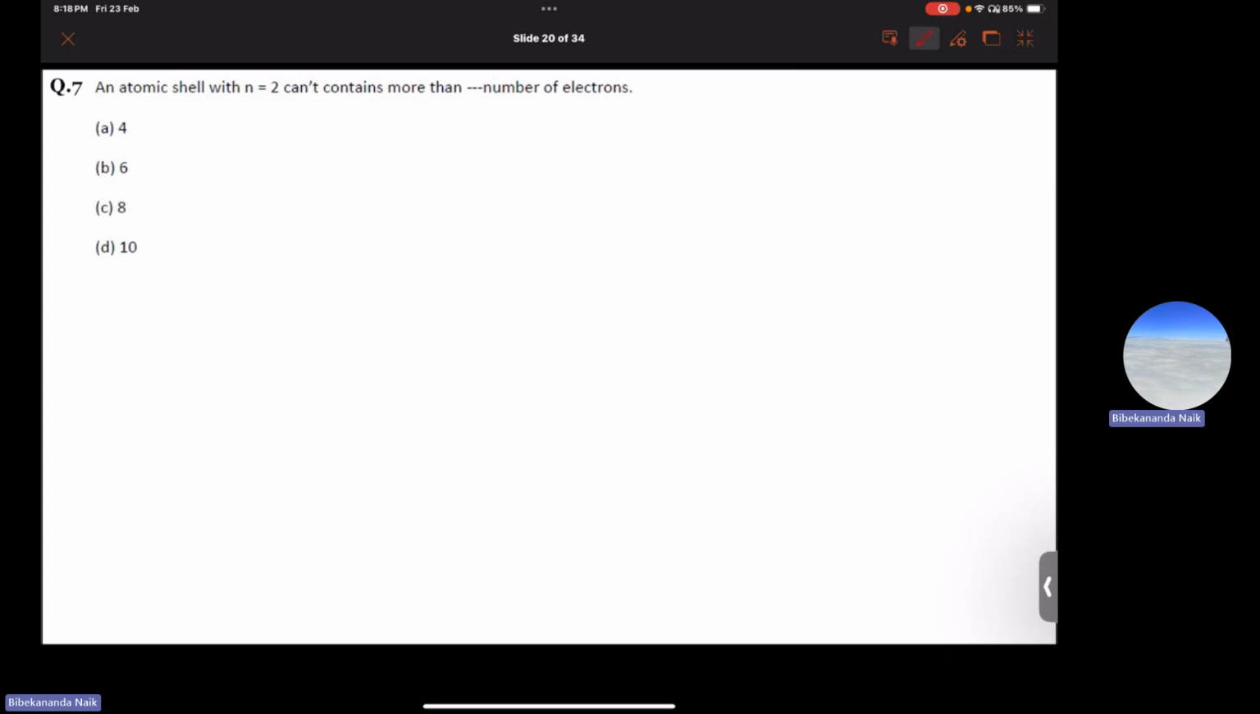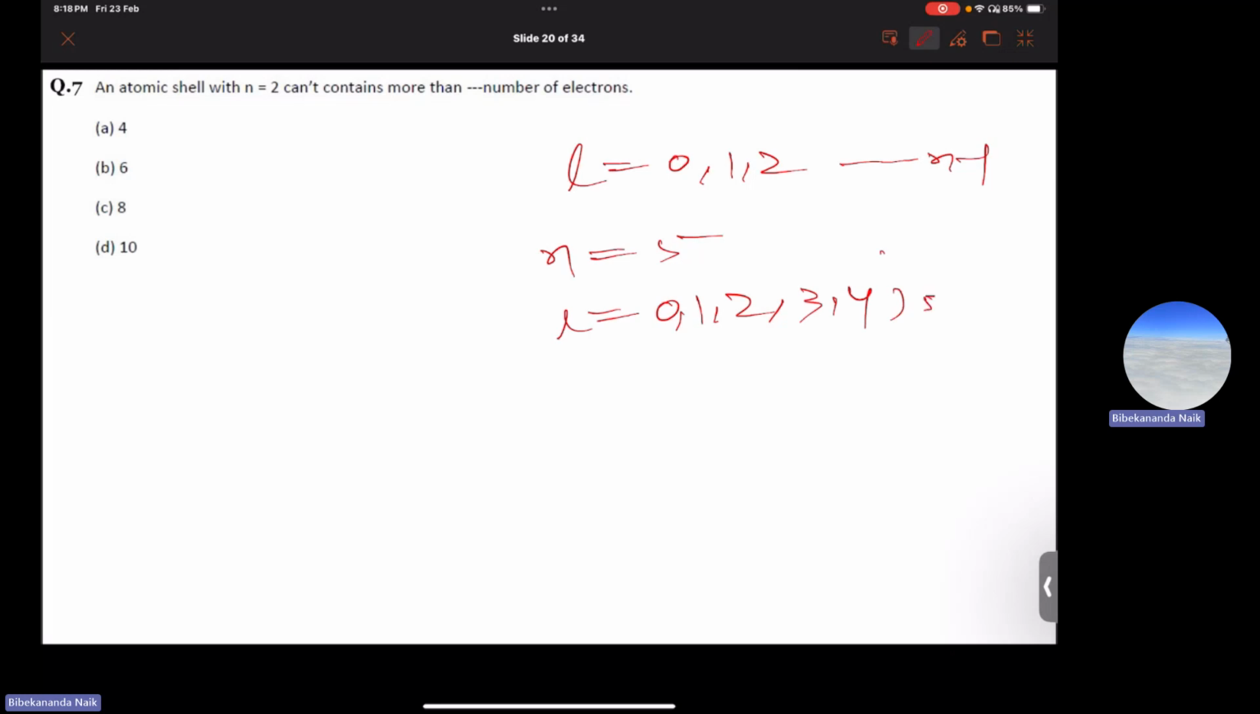So the atomic shell with n equal to 2 can contain more than dash number of electrons. We know for a particular value of n, we can have more than one l value, because the value of l corresponds to 0, 1, 2 up to n minus 1. So if you consider n equal to 5, the values of l are 0, 1, 2, 3, 4. That is 5 l values. Similarly, here in the question we have n equal to 2. So l will have two values, 0 and 1.